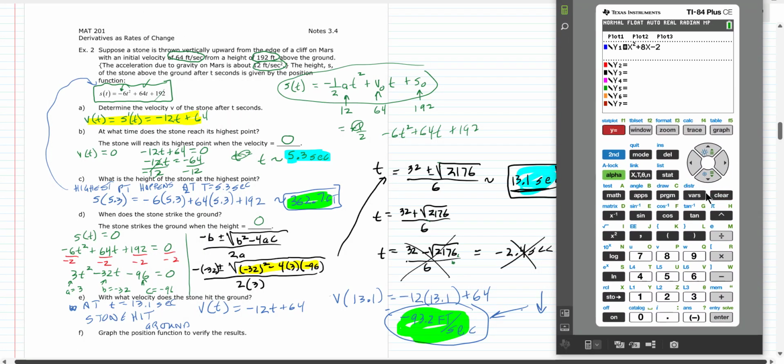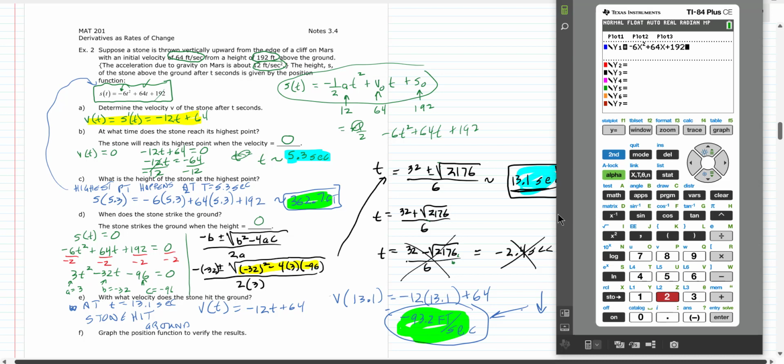I'll pull up my calculator, and we're going to graph the displacement. So we have negative 6x squared, have to use x of course, plus 64x plus 192, like that. Now we don't want to do a standard window.